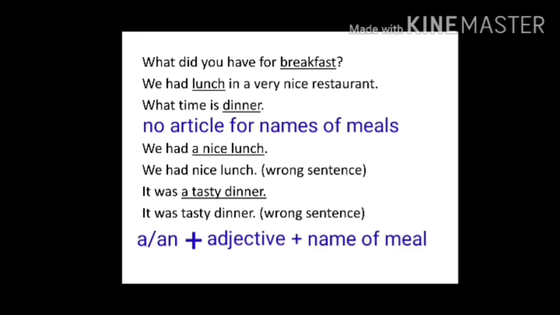So in the first 3 sentences, there are no articles before the words breakfast, lunch, and dinner. In the 4th sentence, though, there is the article a because of the adjective nice before lunch. So you say, we had a nice lunch. You do not say, we had nice lunch. Same thing in the last 2 sentences. You say, it was a tasty dinner. Do not just say, it was tasty dinner. Okay, next slide.